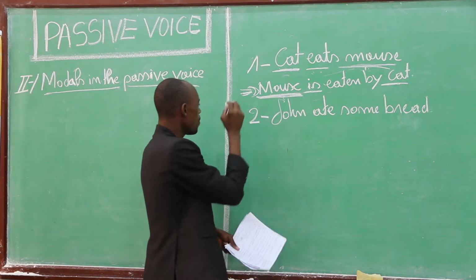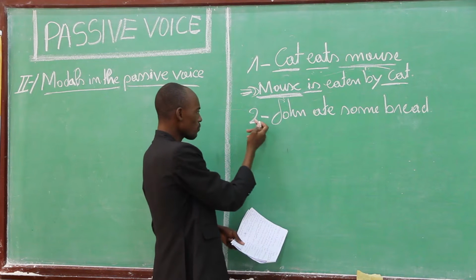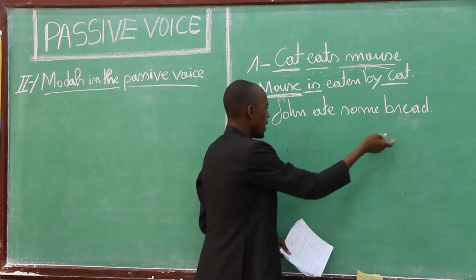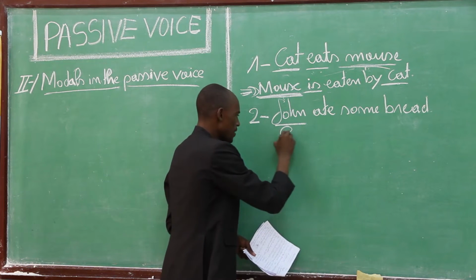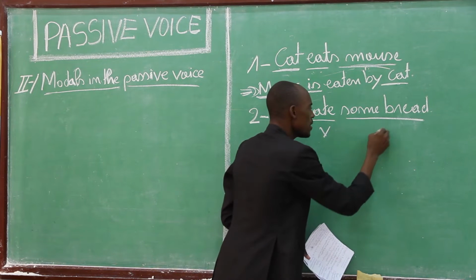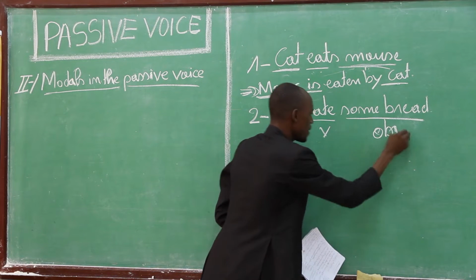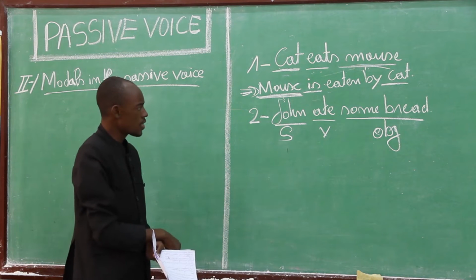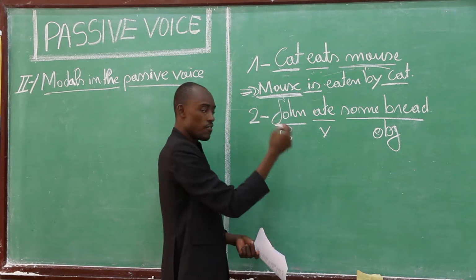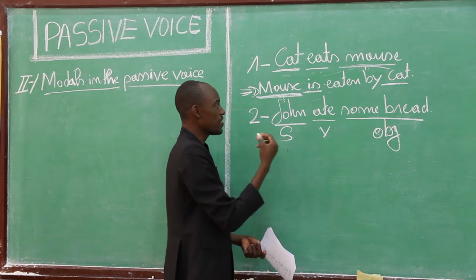Okay, now we have also another sentence. We have John ate some bread. Here we have John as the subject, and ate is the verb, and some bread is the object. And this sentence is in active voice because here the subject performs the action, the subject does the action.